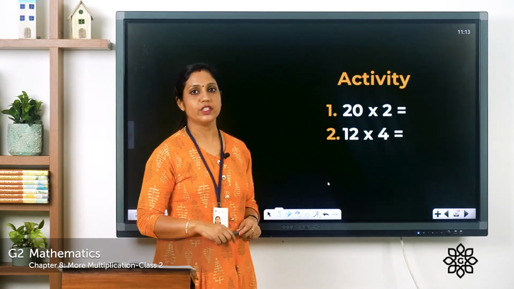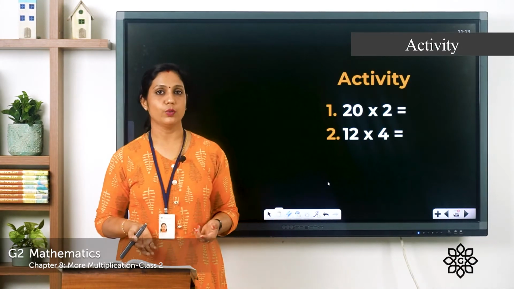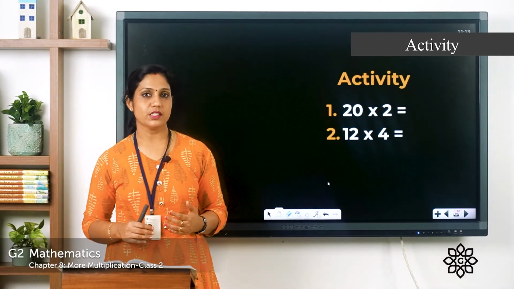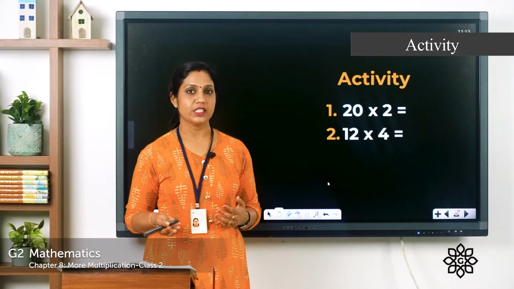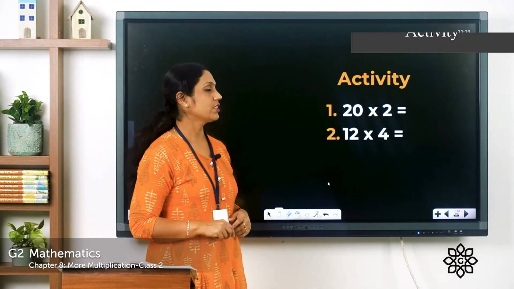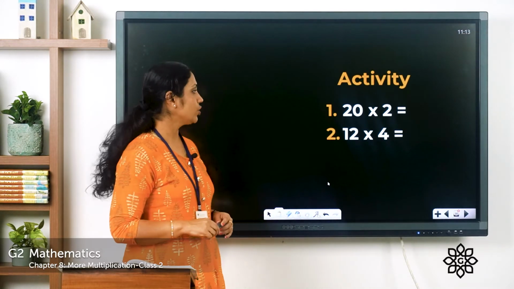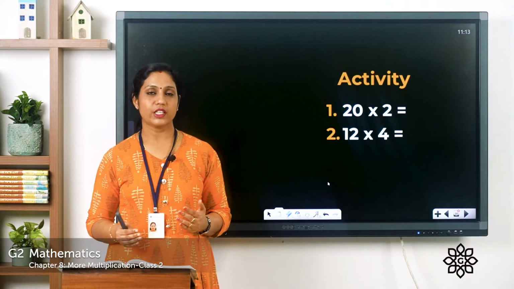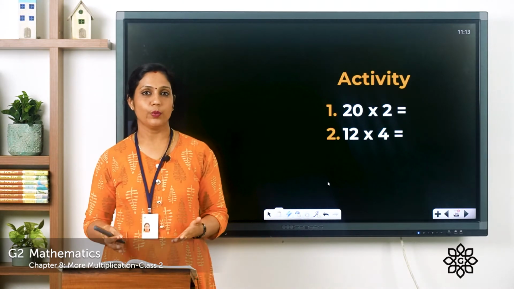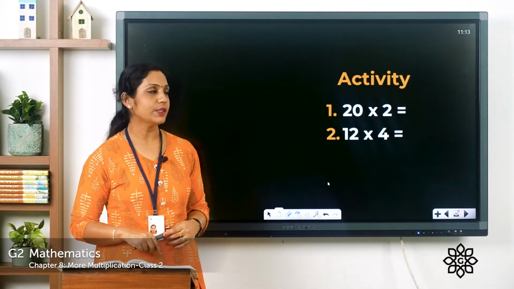Now you have an activity. You can open your notebook. Write down the questions. The first question, 20 into 2 is equal to, and second question, 12 into 4. So you can pause the video, do this activity and come back. Hope you have done. Now let's check the answer.